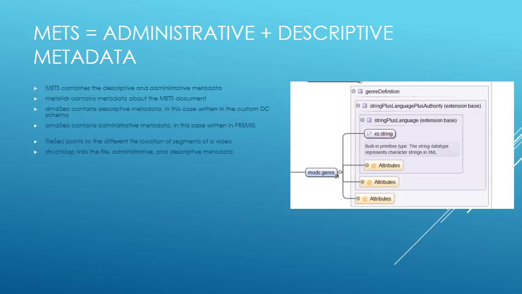And a lot of the way that I instantiated it, it's mostly information that has to do with the files on a computer, like the original file before it was split. FileSec points to different file locations of the segments of a video because they're split up. It associates all these segments into one coherent object. And then the structural map links file, administrative, and descriptive metadata together.